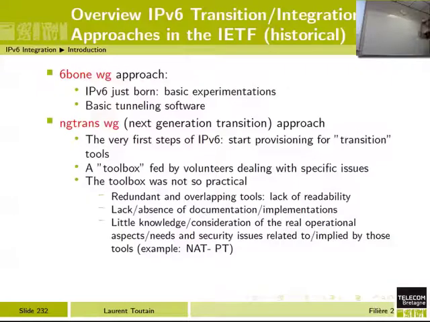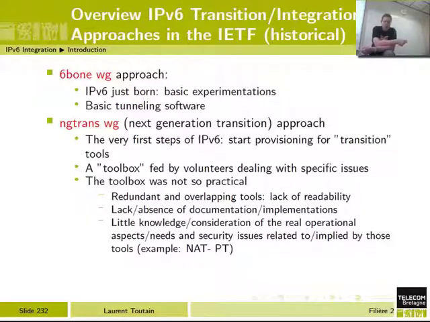So now, another approach about transition is to see all the IETF working groups that work on how to integrate IPv6 in the network. The first one was the 6bone. The 6bone was at the beginning of IPv6, when we didn't have any IPv6 provider. The goal was to create a network based on tunnels to create IPv6 connectivity. This way, you can test protocols and test applications.